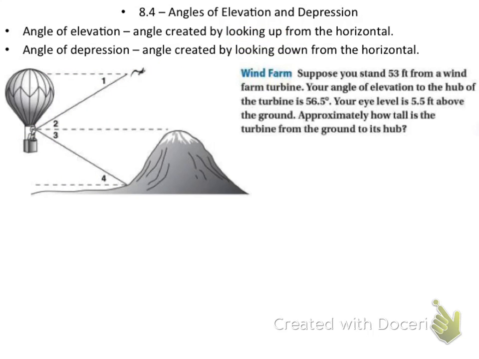So the second problem here: suppose you stand 53 feet from a wind farm turbine. Your angle of elevation to the hub of the turbine is 56.5 degrees. Your eye level is 5.5 feet above the ground. Approximately how tall is the turbine from the ground to its hub?